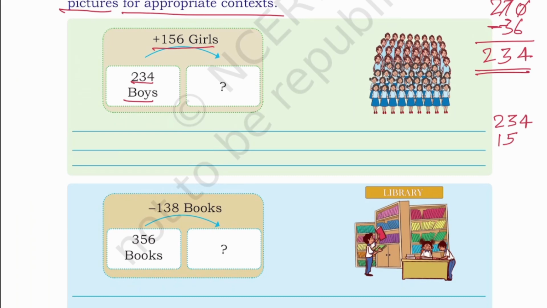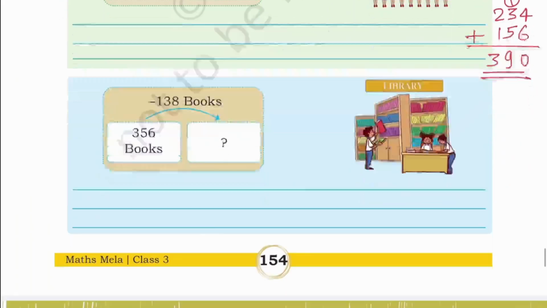234. That is, 6 and 4 will give you 10, and 1 is given to the tens place. 3 and 1 is 4, 4 and 5 is 9, and 2 and 1 is 3. That is, the total number of students is 390, including boys and girls.